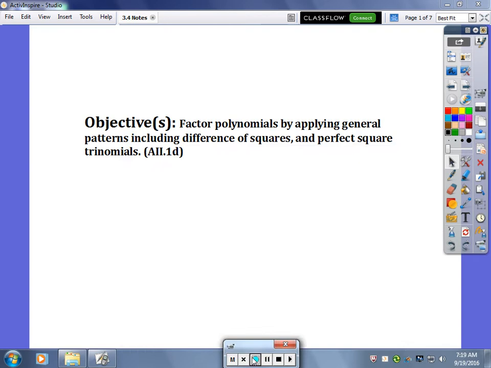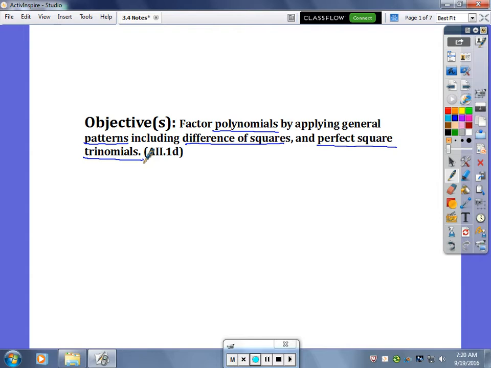Hello everybody and welcome to today's lesson on factoring. Our objective for the day is we will factor polynomials by applying general patterns, and those patterns include the difference of perfect squares and perfect square trinomials.